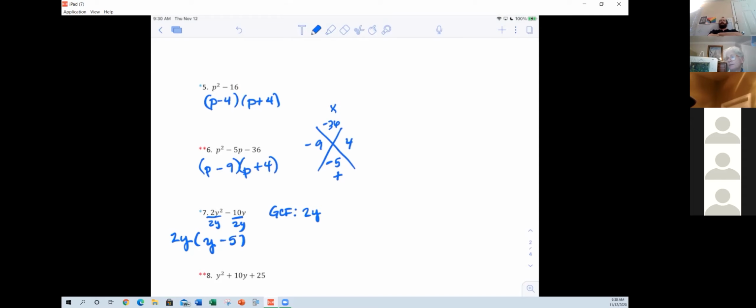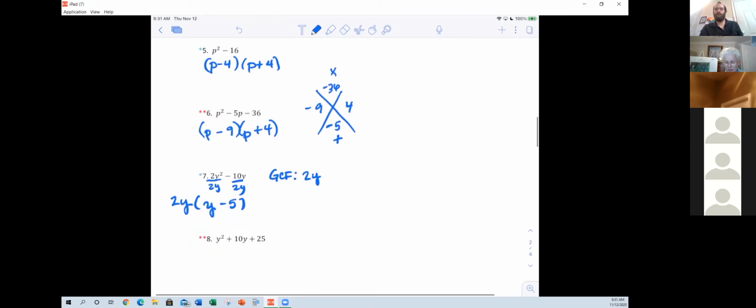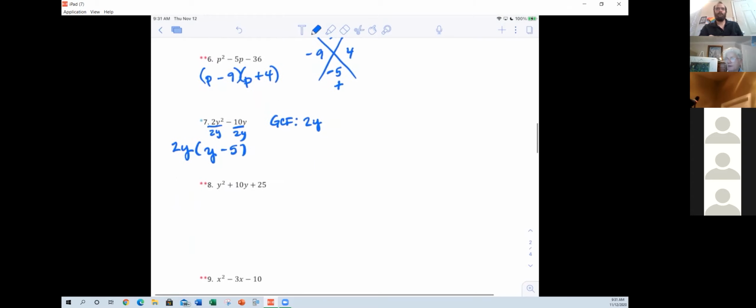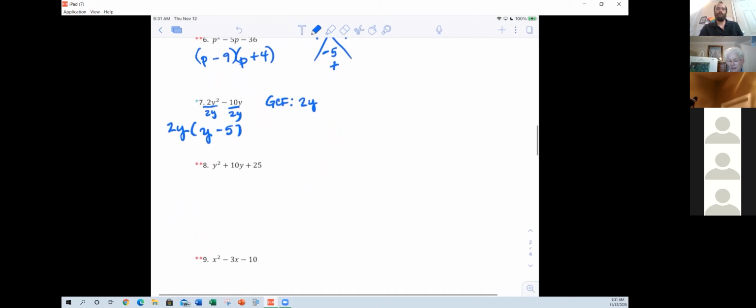So if you've got a trinomial that does not have a leading coefficient, that's not if it's got 1 as its leading coefficient, then these things are pretty easy to factor. Okay, so now, Michael, you were talking about a perfect square trinomial, and number 8 is a perfect square trinomial. So if you recognize that, you can factor it that way.